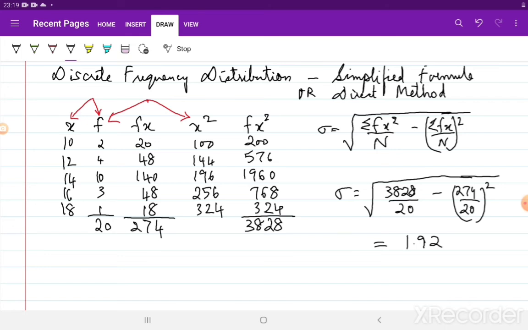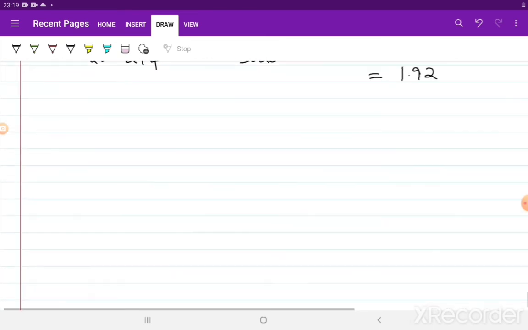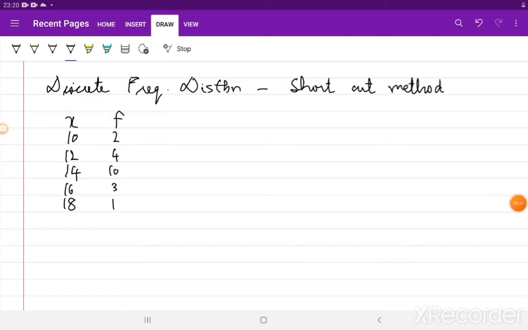I just want to show you that using the shortcut method simplifies these calculations. So I'm going to work with the same example and use the shortcut method. So once again, let me just copy down the values. Now I'm using the same discrete frequency distribution, but this time I'm going to use the shortcut method.